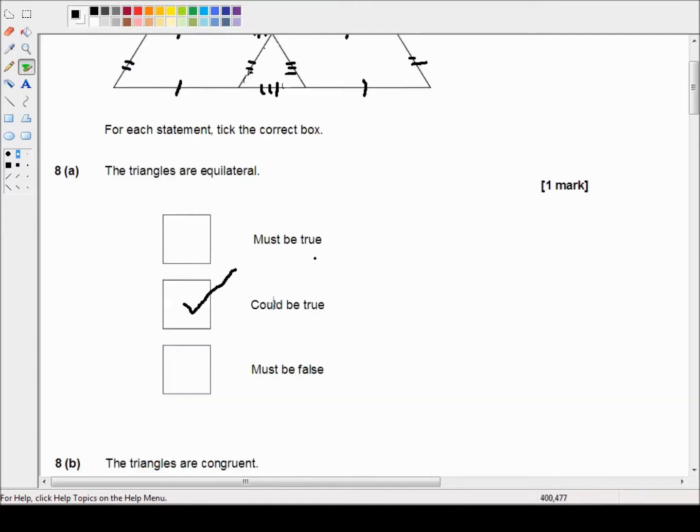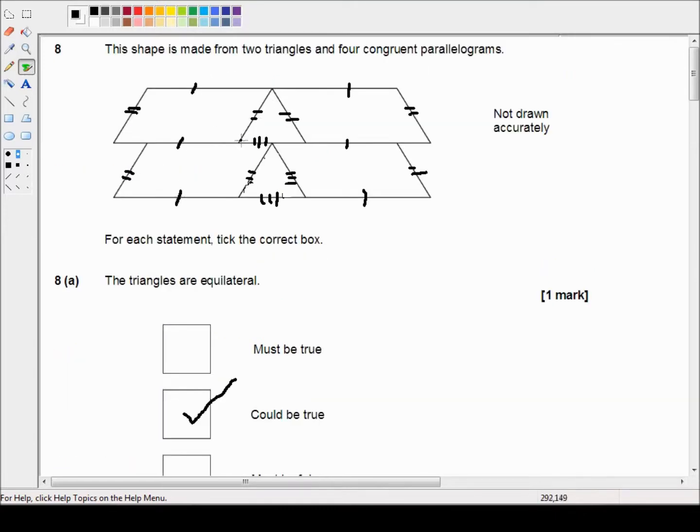As for the triangles are congruent, this length is the same as this length, and this length is the same as this length, and this length is the same as this length. And why does it look like I've got 3 lines here? Well, I should only have 2. Right. So yeah, these lengths are the same, all 3 lengths are the same for all 3 triangles.